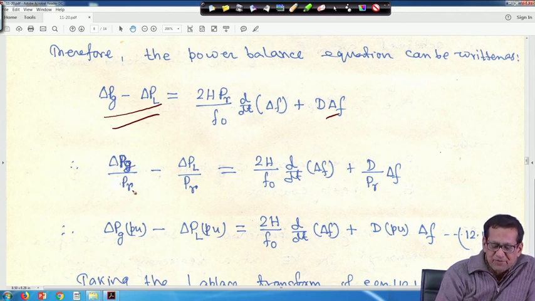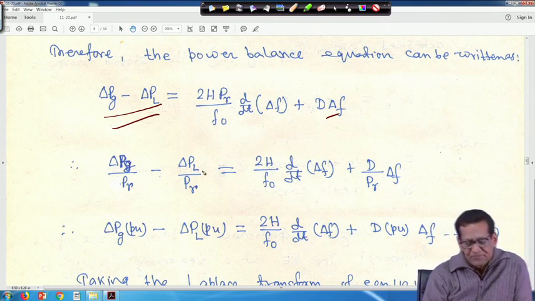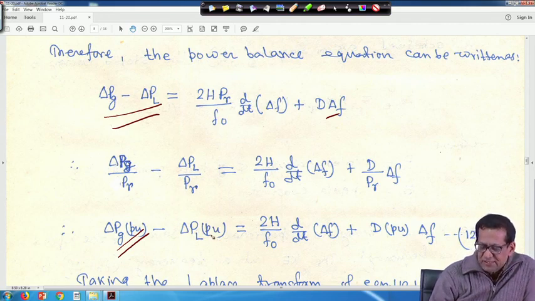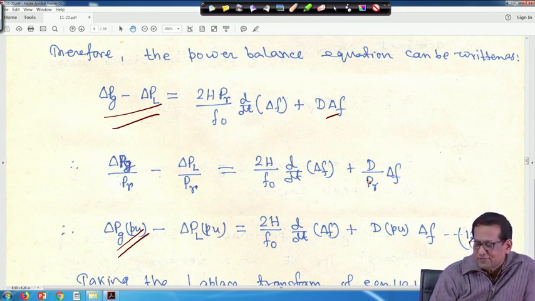So, delta Pg upon PR minus delta PL upon PR is equal to 2H upon F0 d dt of delta F plus D upon PR into delta F. That means both sides are divided by PR, the rated capacity. So, this becomes delta Pg in per unit, that is why per unit is written in brackets, minus delta PL per unit, then 2H upon F0 d dt of delta F, plus D also in per unit, because it is delta PD upon delta F, so D is represented in Pu, into delta F.